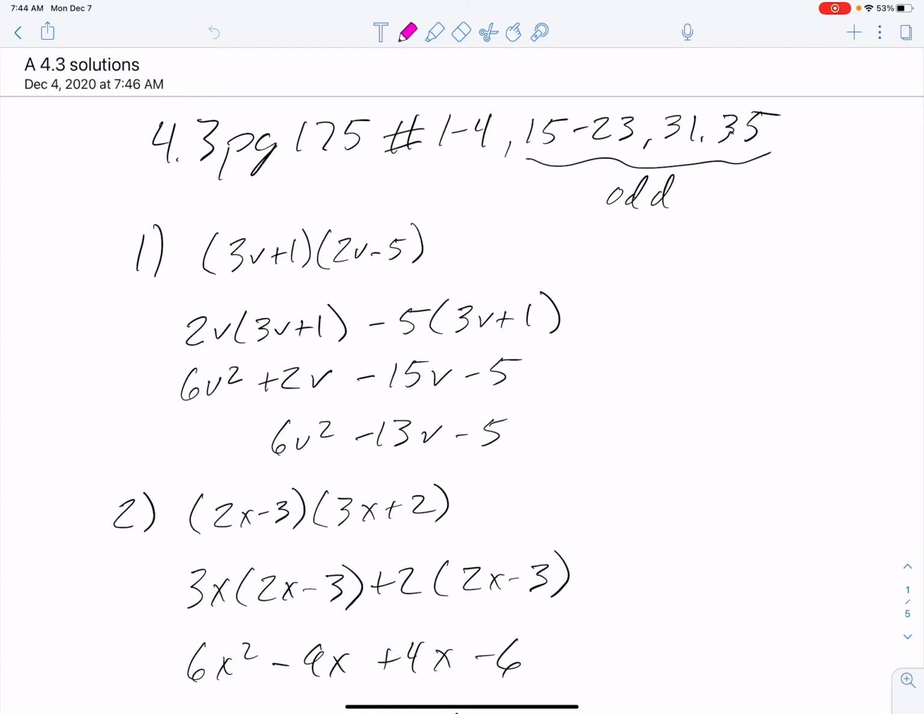All right, here's the solutions for 4.3. Again, we're distributing. Whether you like to use the technique that some people call FOIL or not, that's up to you. By now, a lot of you already have a technique that works for you, but I'm going to demonstrate this as distribution every time.